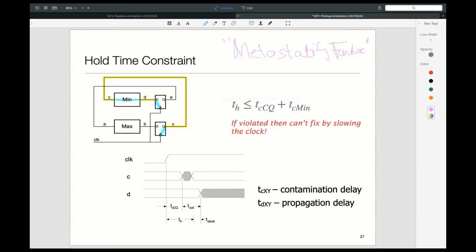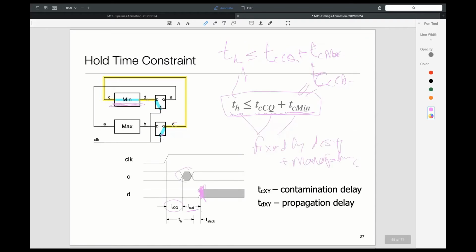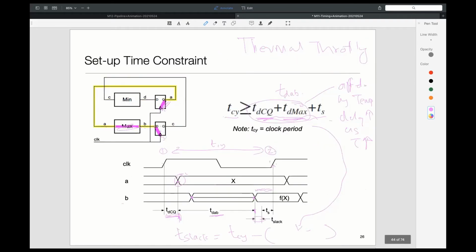Could you please repeat the previous slide? Which one is the previous slide? This one? Okay. This slide is basically saying that if the delays are too large, then my computation may not be done before the next clock tick. At the first clock tick, some activity started happening, and we are looking at the slow path out here because that's what will matter.